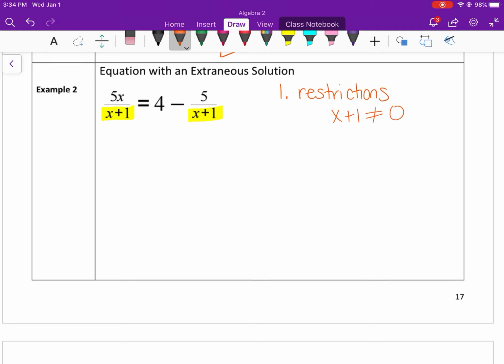negative 1. Sorry, my husband was calling me here, so I was just going to text him.